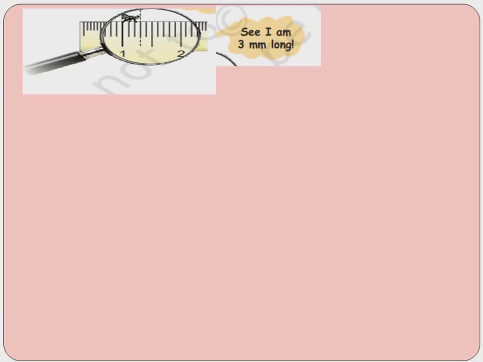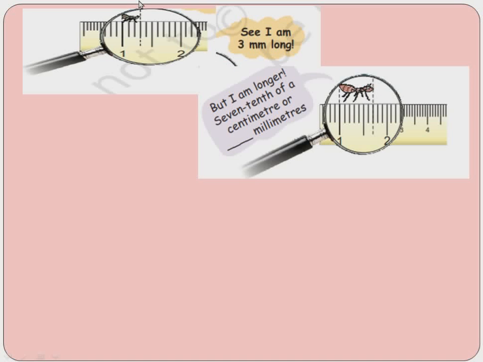Now see, I am 3 mm long. Can you see this ant? Yes, it's very small. See how many? 1, 2, 3. Only 3. So each tenth is called a millimeter. So 3 millimeters long. Now, but I am longer, 7/10 of a centimeter or dash millimeters. So now they are asking us that it is longer. So what do we call this?